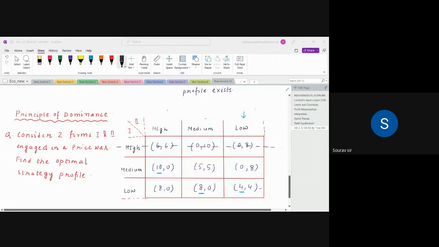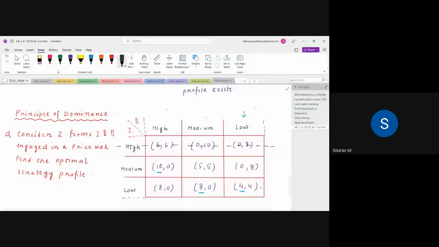Okay, this is the principle of dominance, that you will basically eliminate the dominated strategies of both the players to get to the optimal if it exists. Now let us see the same exercise from player two's perspective. So we will fix the strategy of player one at a time. First row is out of the story. Okay, now coming to player two.